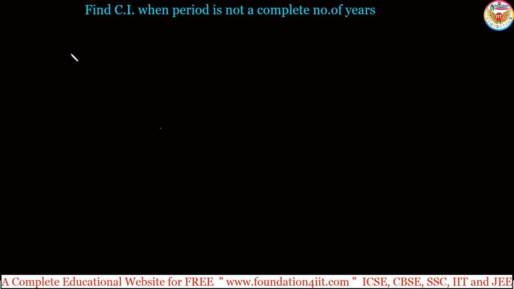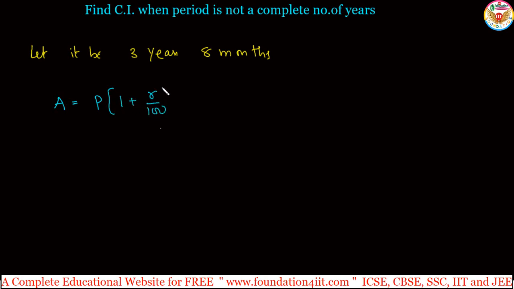When the period is not a complete number of years, we'll take one example. Let it be 3 years 8 months. The time is 3 years 8 months. Then how do we write the formula for amount? Amount is equal to P into (1 plus R by 100) to the power n, but instead of n we take the number of years first. The number of years is 3, so P into (1 plus R by 100) all to the power 3.